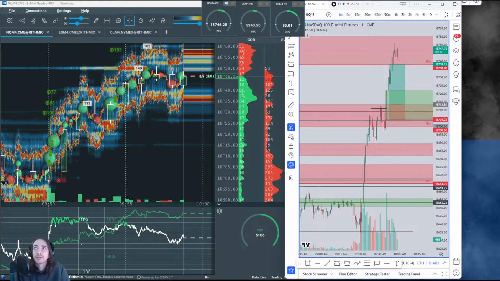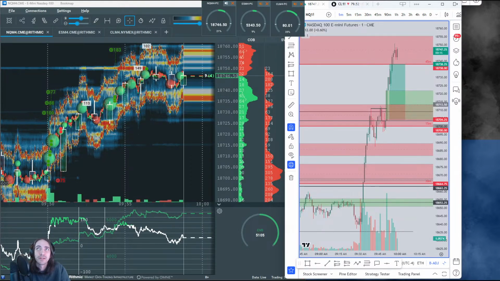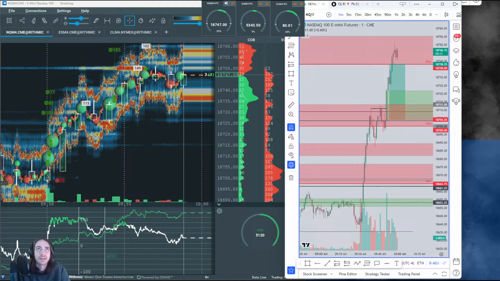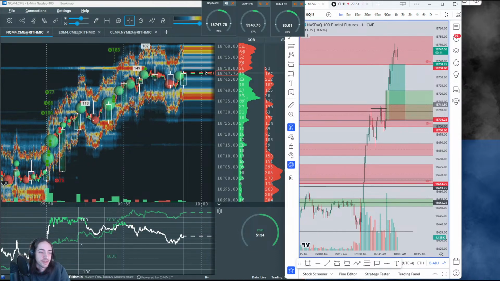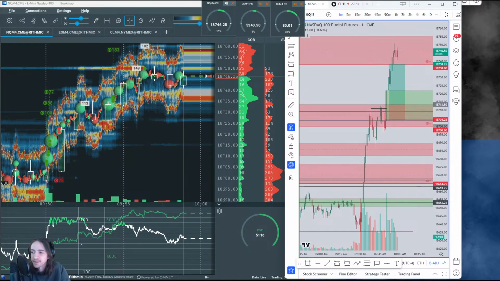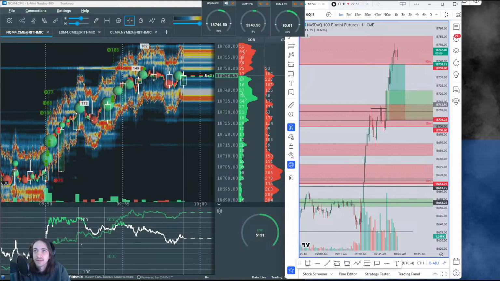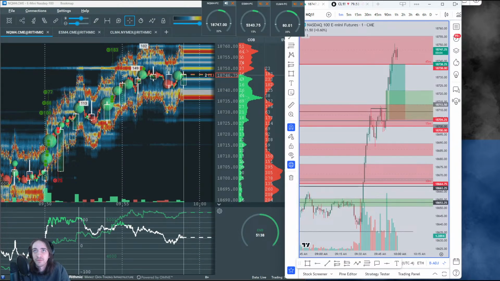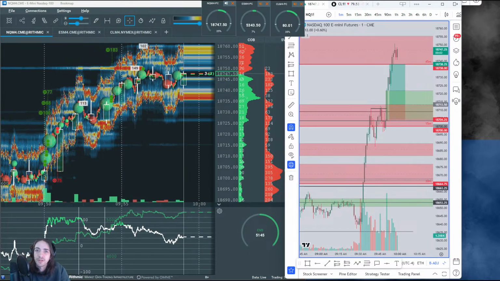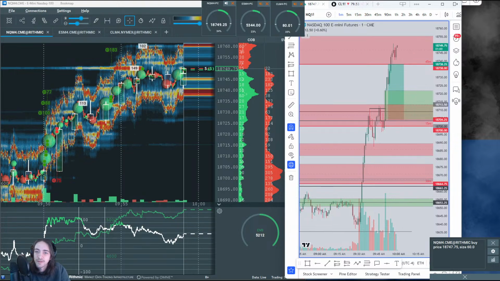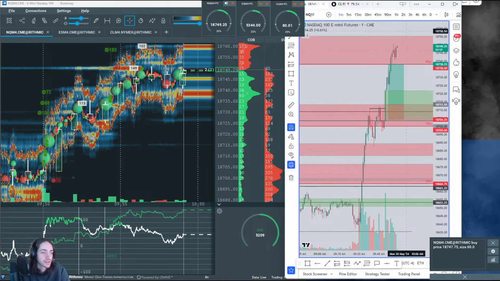Apple pushing higher above 190. Good stuff. Microsoft, new high of the day. Meta finally pushing higher. Yeah, I mean equities are looking good, guys. Amazon's weak. Nvidia a bit of a pullback on this candle, but still pretty valid. These buyers, man.